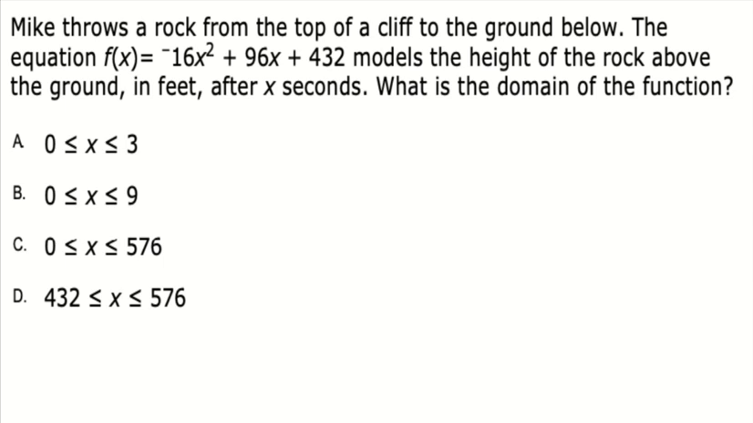Domain are the possible x values. Range are the possible y values. This one's asking about domain. X is time, so we can't have negative time, so that's why it's got to start at 0. And then it goes until it hits the ground. And in the case of this quadratic, it's hitting the ground at 9 seconds. Any questions on that one?